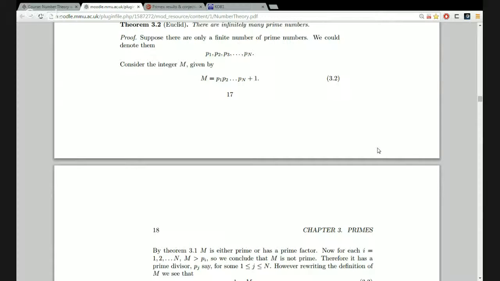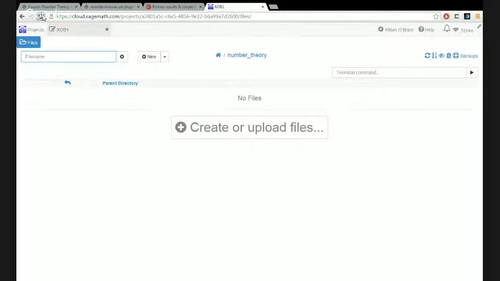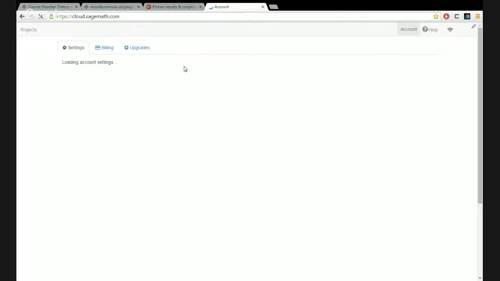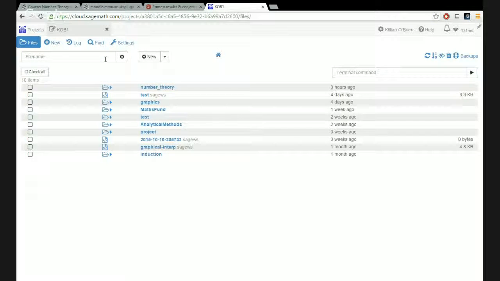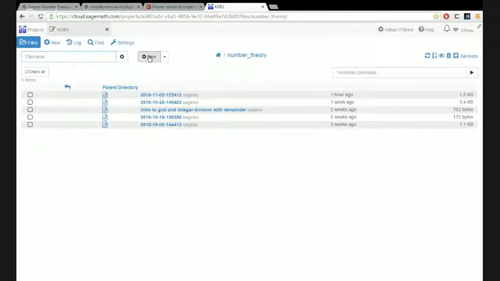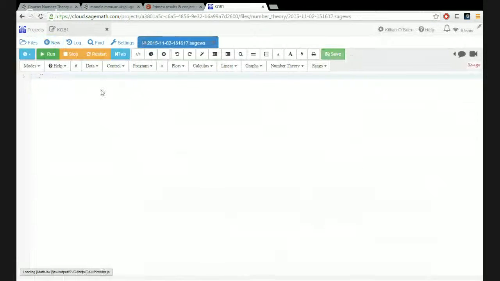Now let's take the first few prime numbers. So 2, 3, 5, 7, 11. Right, let's do this on the computer. I'm going to demonstrate something which I think will help you understand that. If we take the first few prime numbers, 2, 3, 5, 7, 11, we multiply them all together, we add 1. So this is my number m.